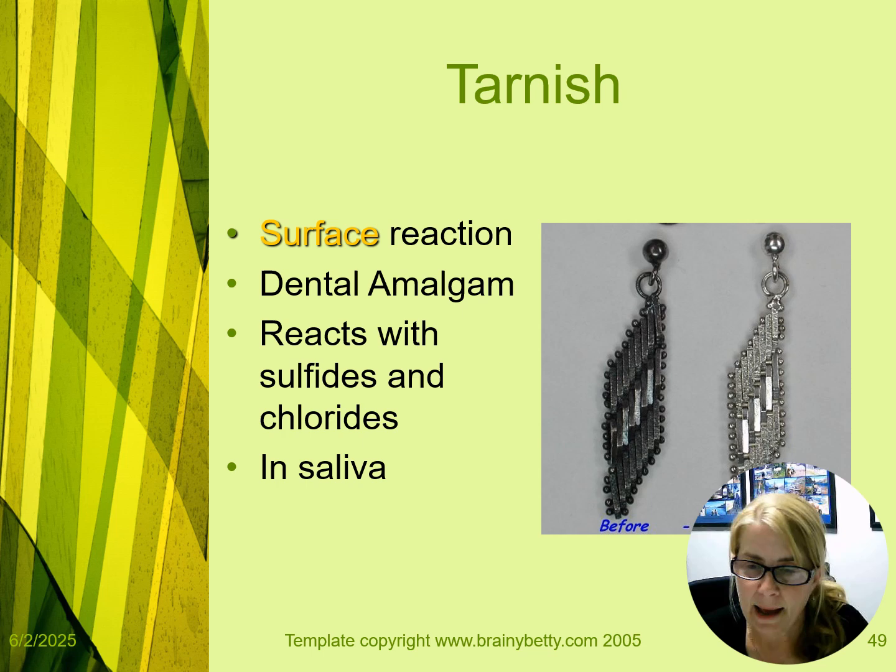Corrosion is something that happens deeper. Tarnish is similar to corrosion, but it's a surface reaction. So the dental amalgam reacts with sulfides and chlorides that are in the saliva. There are foods and other chemicals that affect the surface of the metal restoration. It's a surface reaction. There's a change of the O2 on the surface that leads to corrosion or loss of metal.